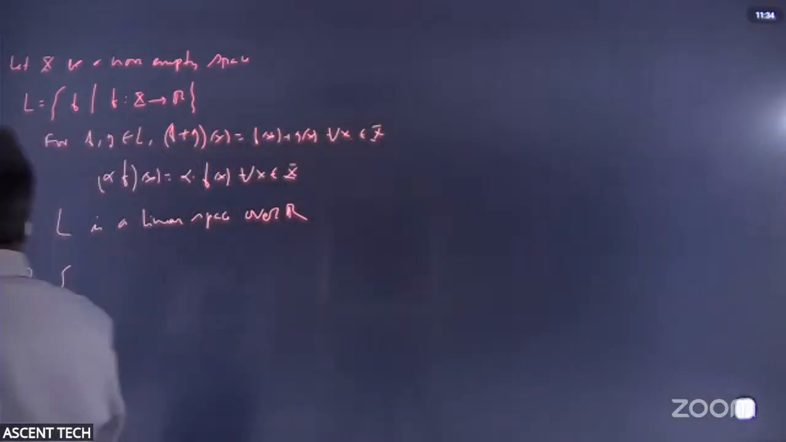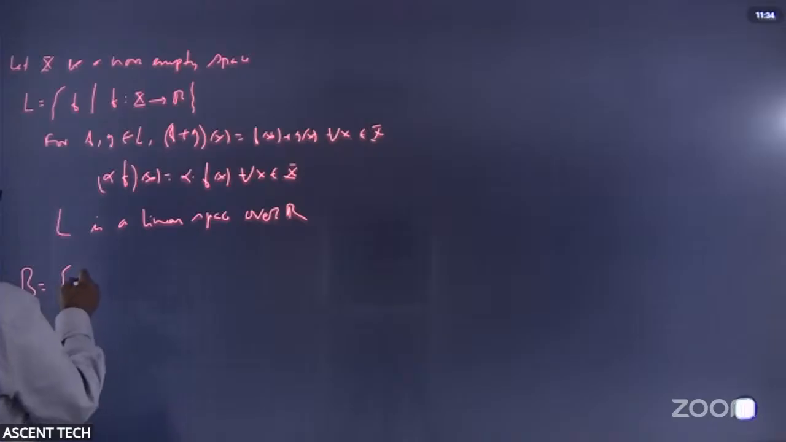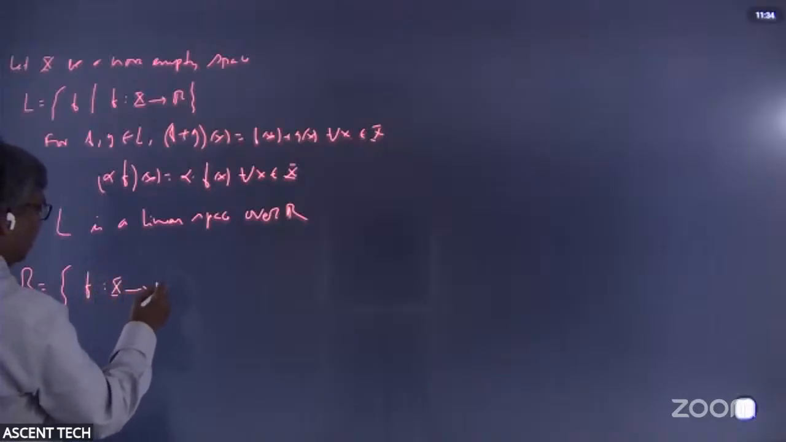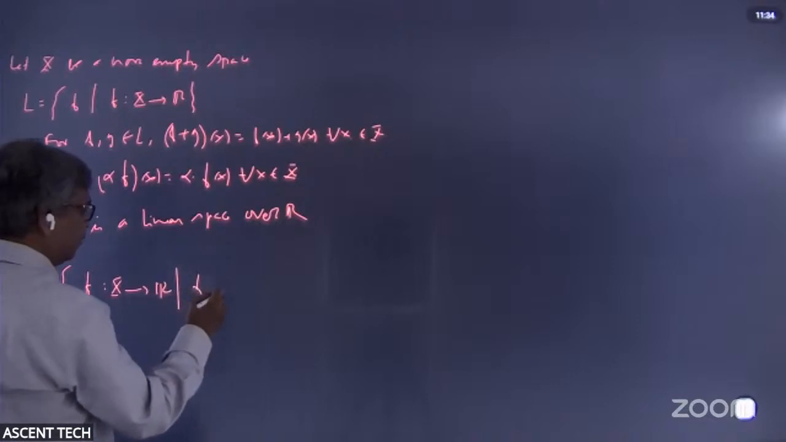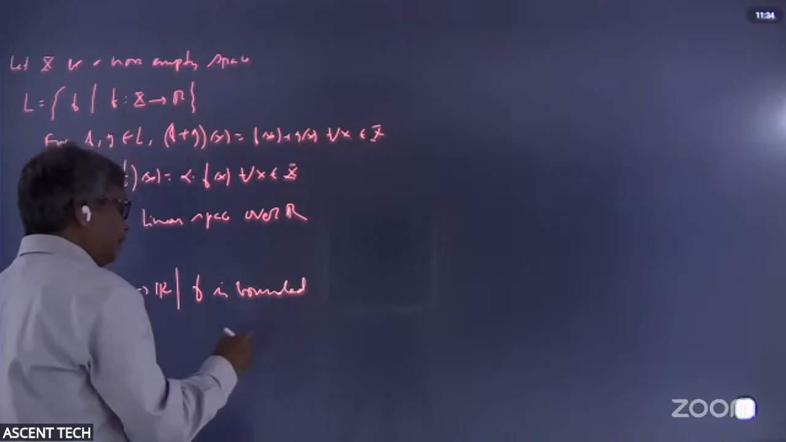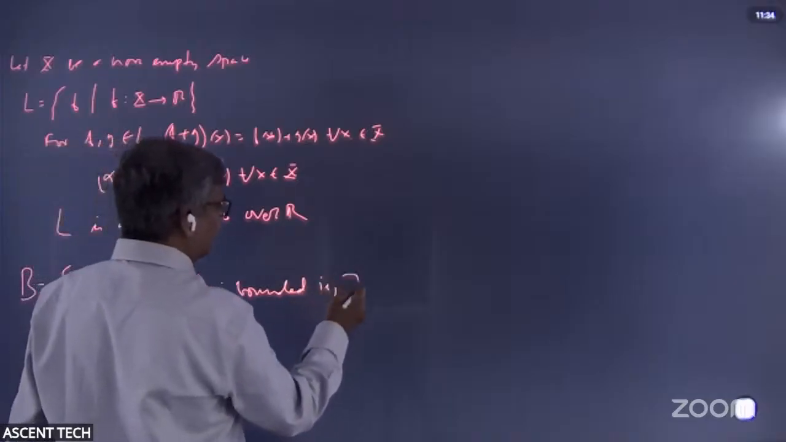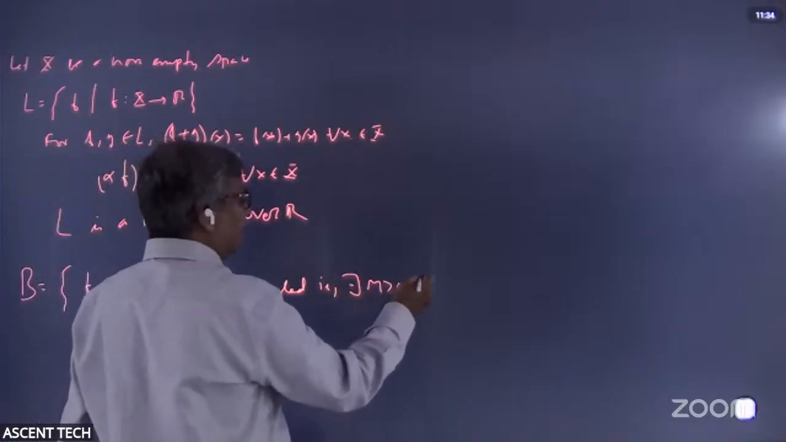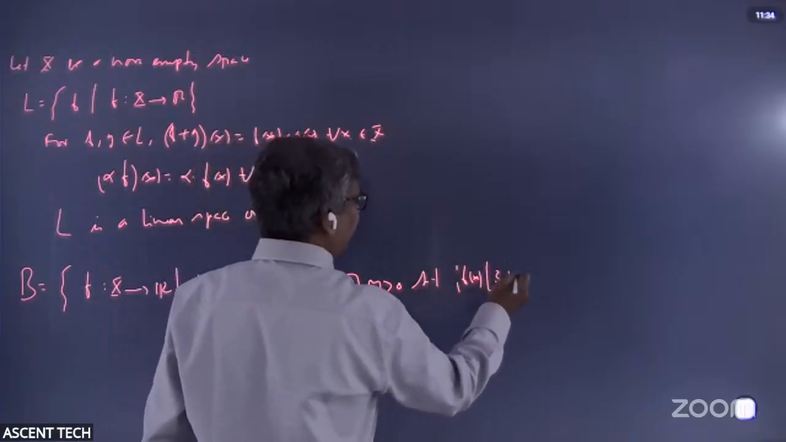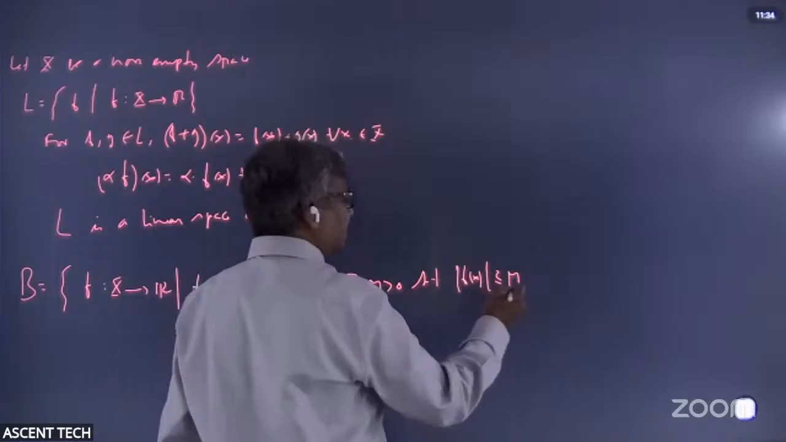In particular, okay, I look at all f which are functions from X to R and that are bounded. F is bounded. Then there exists an m greater than 0 such that mod f x is less than or equal to m for all x in X.